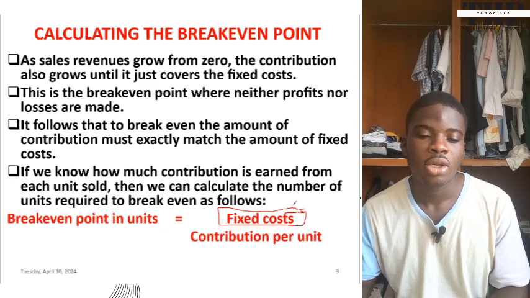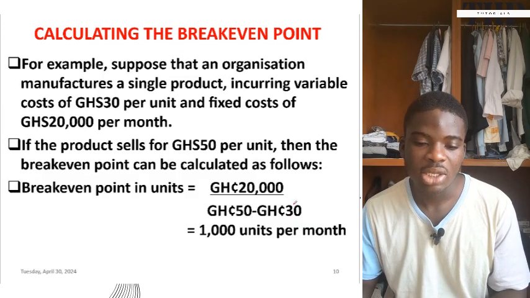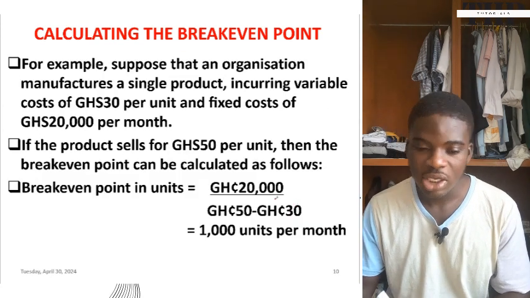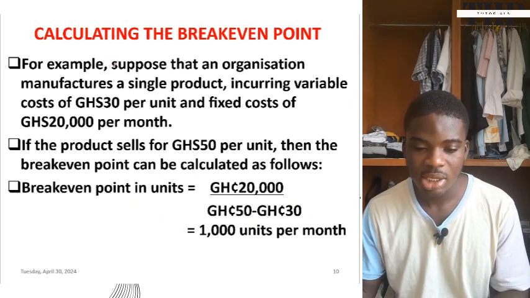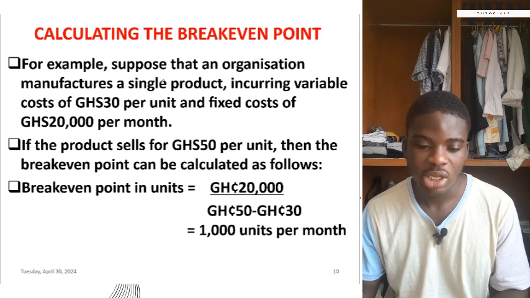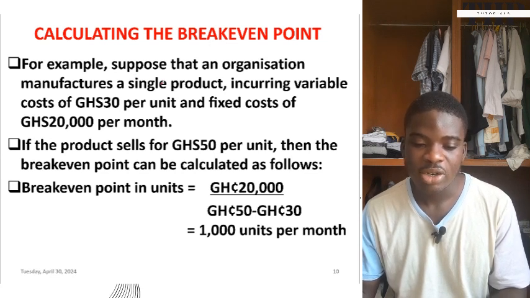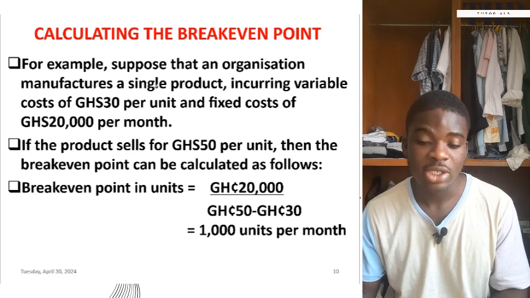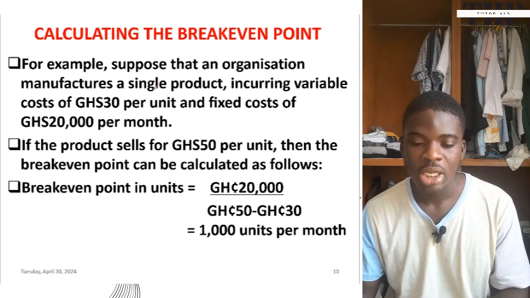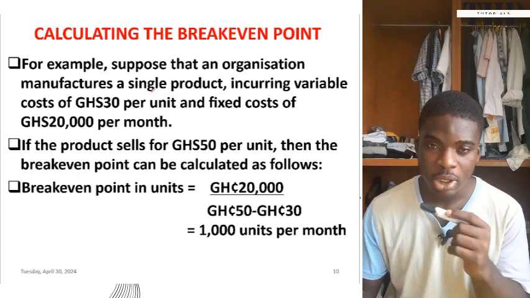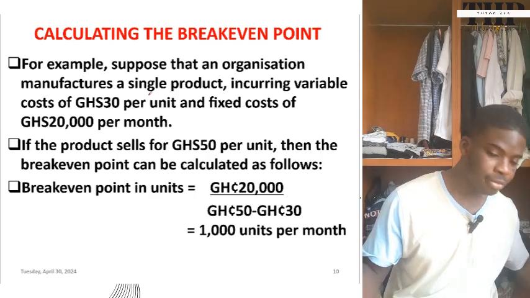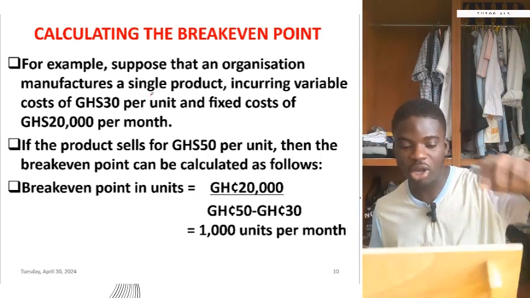Now we give an example. Suppose that an organization manufactures a single product incurring a variable cost of 30 cedis per unit and fixed cost of 20,000 per month. If the product sells for 50 cedis per unit, then the break-even point can be calculated as follows. I won't let the answer show; I'm going to clean that part out. But before that, let's work it ourselves, right?